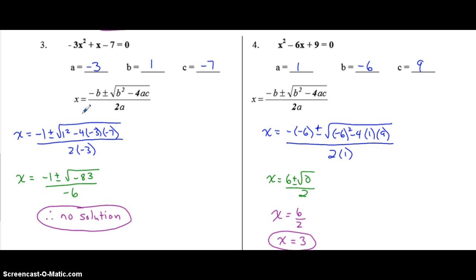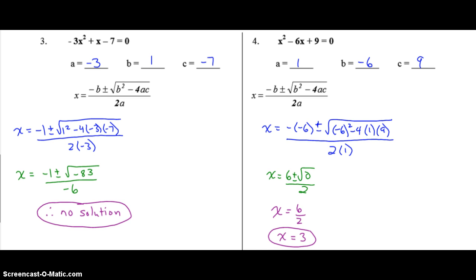In example 3, what you should have found was the number under the square root sign was negative, which means there's no solution. So that would be one of those parabolas that does not intersect the x-axis. And what you should have found for example 4 was the number under the square root sign was equal to 0. And the square root of 0 is still 0, so it really doesn't matter if you add 0 or subtract 0. The answer is just going to be 6 over 2, which is 3. So that's going to be one of those examples where the vertex is on the x-axis because there's only one point of intersection with the x-axis.